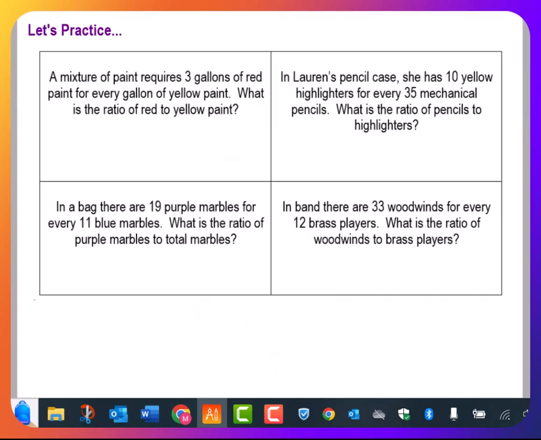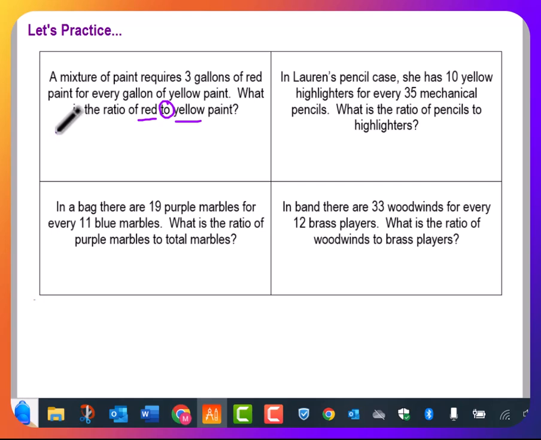Okay, so now we're just going to practice using these situations and writing the ratios that they're asking. So the first one says a mixture of paint requires 3 gallons of red paint for every gallon of yellow paint. What is the ratio of red to yellow paint? I'm going to circle the word to. What comes first in front of the word to is the red, and the comparison behind it is the yellow. So how many red paints do we have?